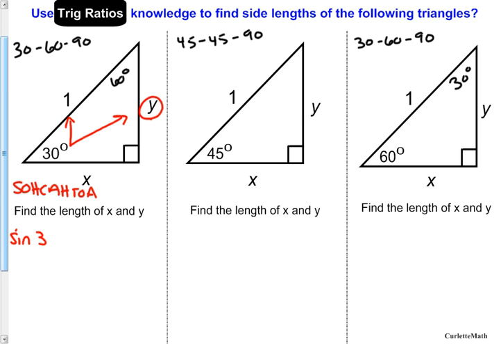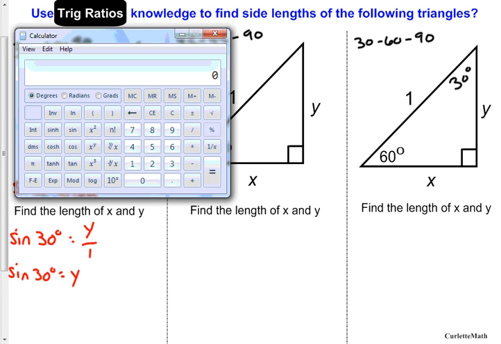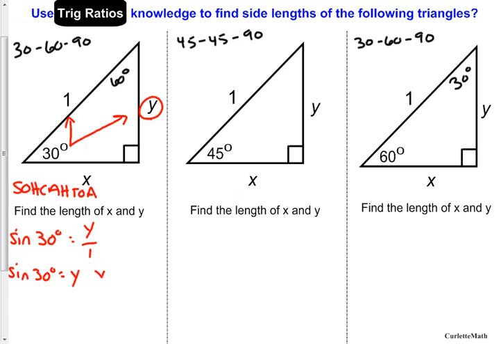So the sine of 30 degrees is going to equal y divided by 1, and y divided by 1 is just y. So the sine of 30 degrees equals y. Now, pulling up our calculator, what is the sine of 30 degrees? We're in degrees. Clear that out, 30, and hit sine, we get 0.5. So y equals 0.5. Remember that that's also the fraction 1/2.